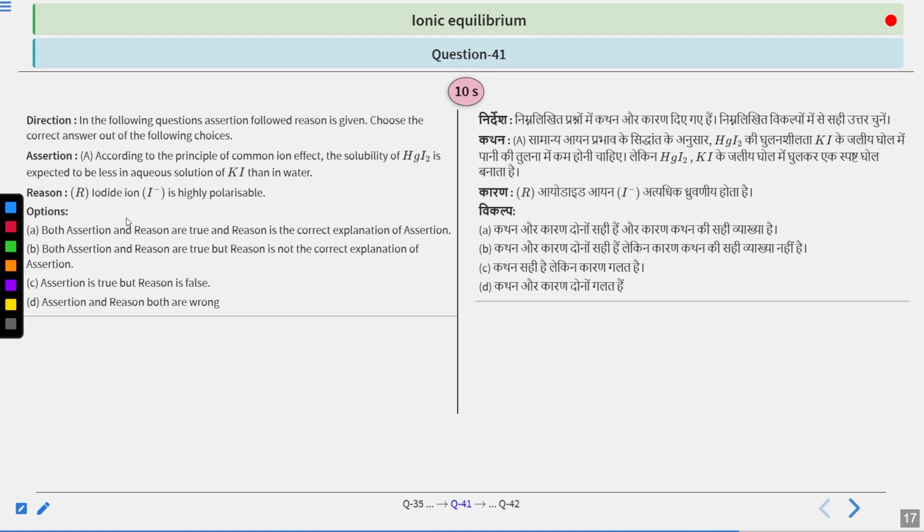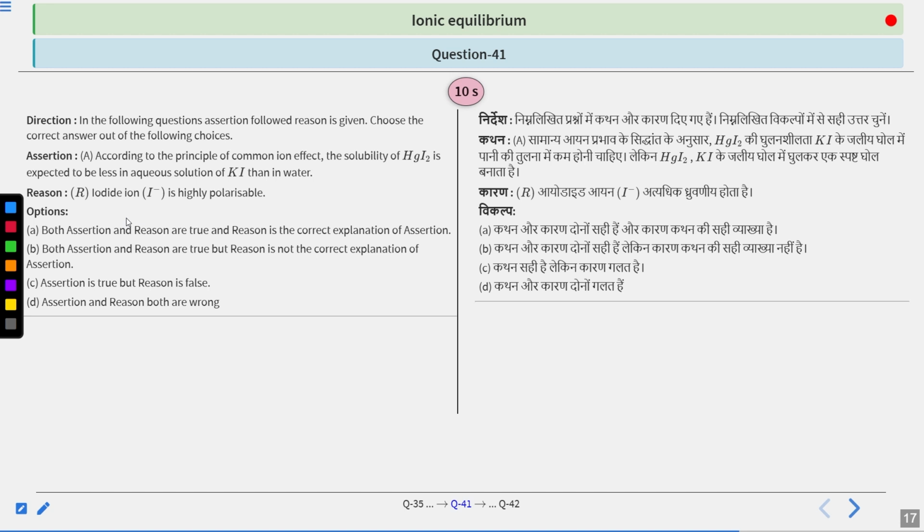Next question. In the following questions, assertion followed by reason is given. Choose the correct answer out of the following choices. Assertion is A. According to the principle of common ion effect, the solubility of HgI2 is expected to be less in aqueous solution of KI than in water. Reason is R. Iodide ion I- is highly polarizable.